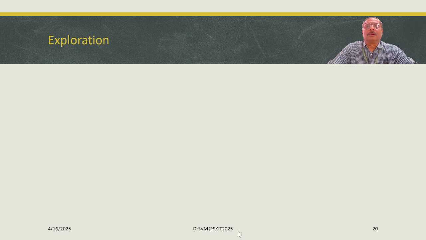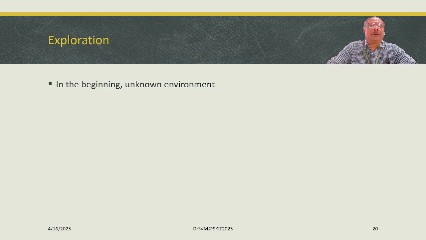So for reinforcement learning, we have two types of learning, as we discussed in our previous session. One is exploration and the other one is exploitation. So let's see them in detail one by one. Let's begin in this session to see what exploration is all about.